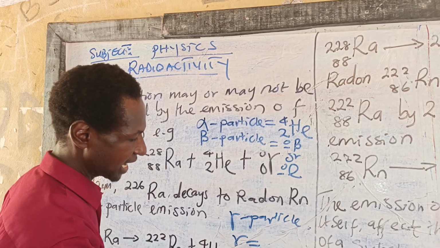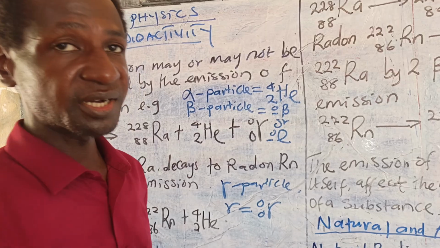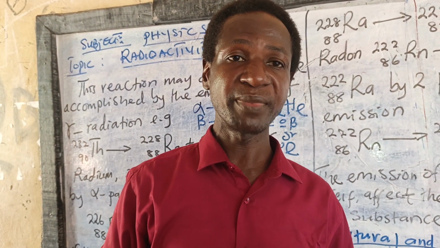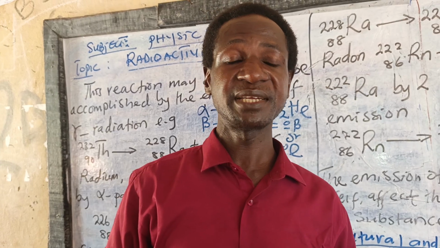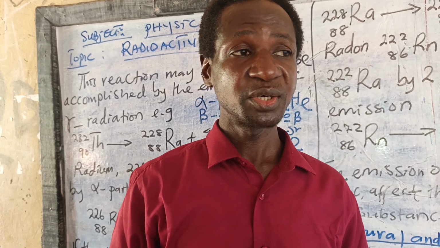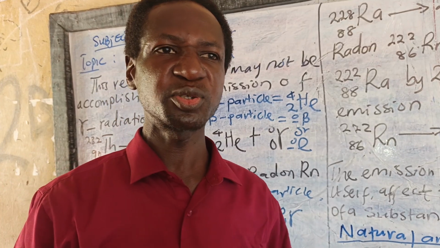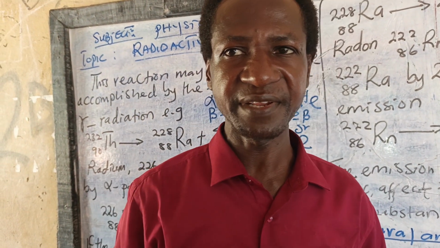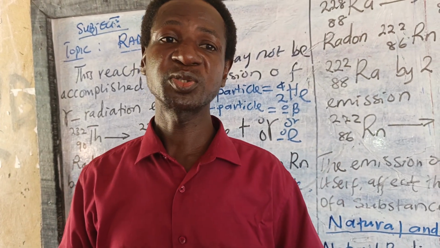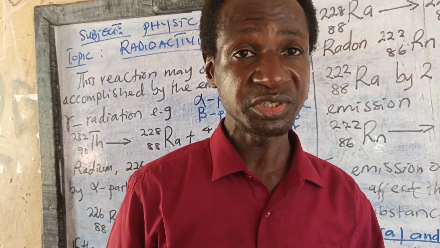Gamma is represented as 0, 0, with the symbol of gamma, because gamma doesn't have any charge. It does not affect the atomic or mass number, and it is not deflected by electric or magnetic field. It is neutral and undeflected. It also does not affect the atomic number or the mass number of an element during the disintegration or the decay.